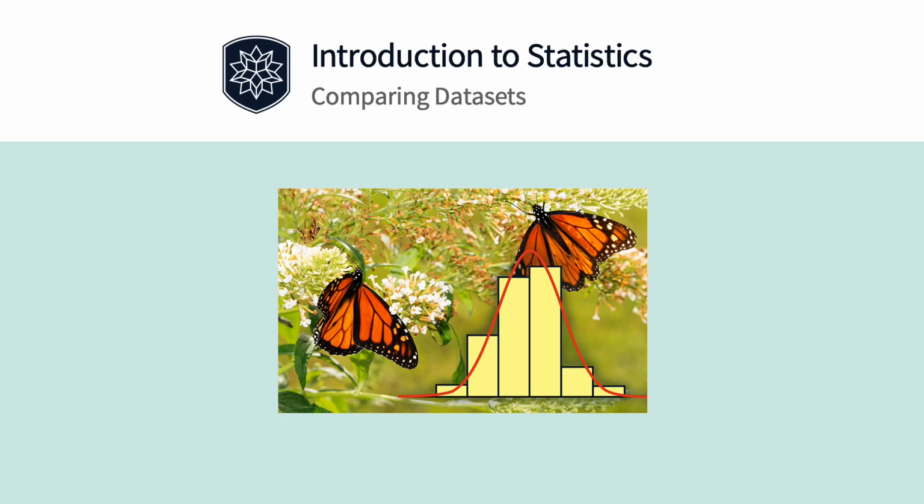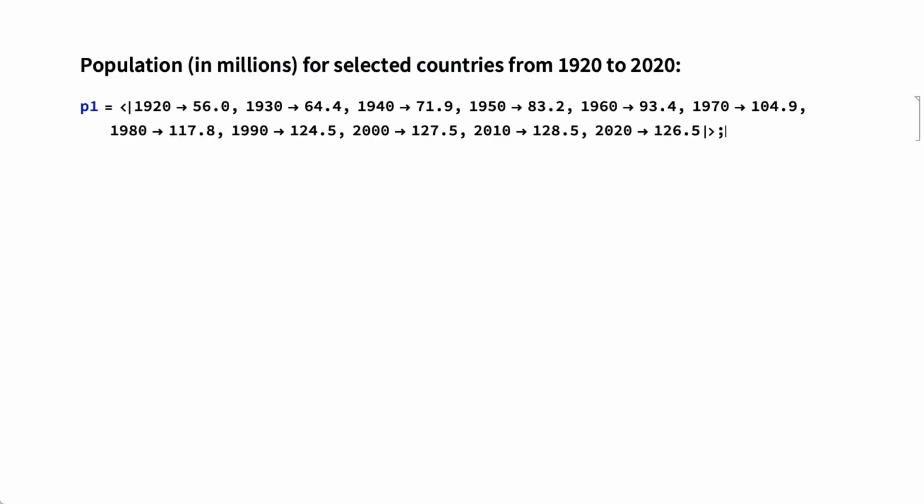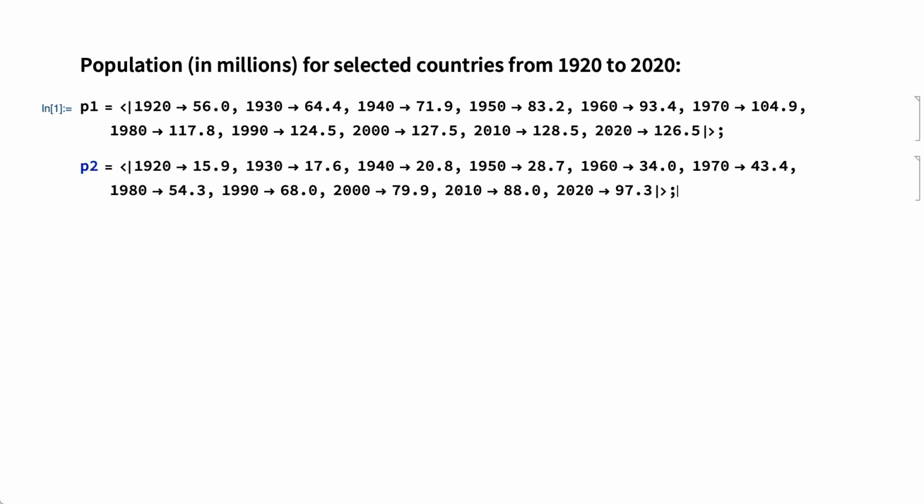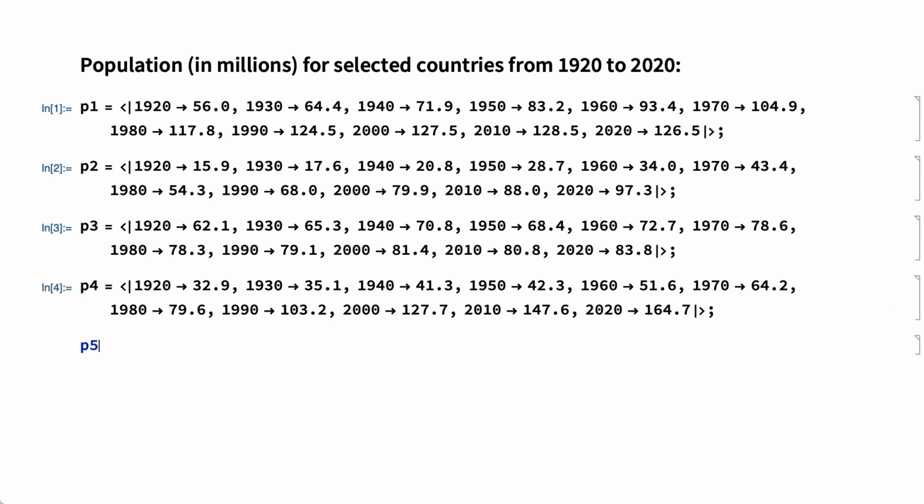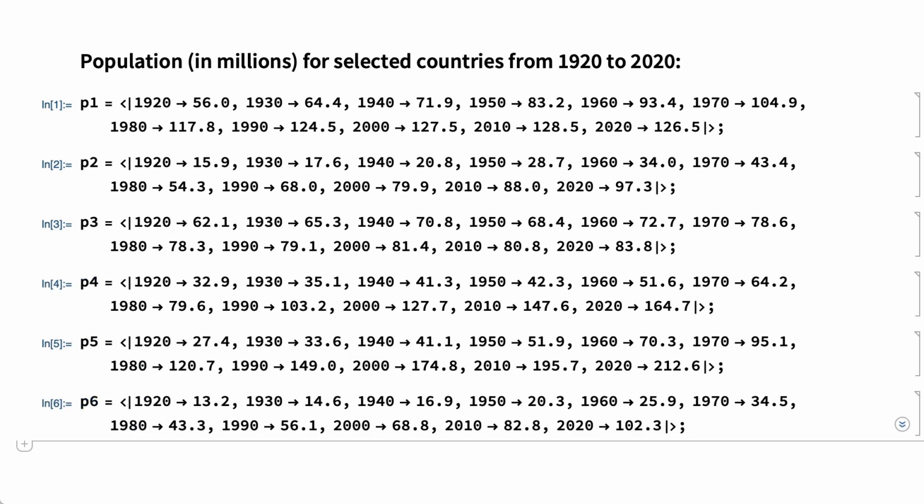Data is almost always more interesting when compared with other data or when presented in some meaningful context. For example, this association gives the population of a particular country in millions of people every 10 years for about the past 100 years, and here are similar data sets for a few other similarly sized countries.